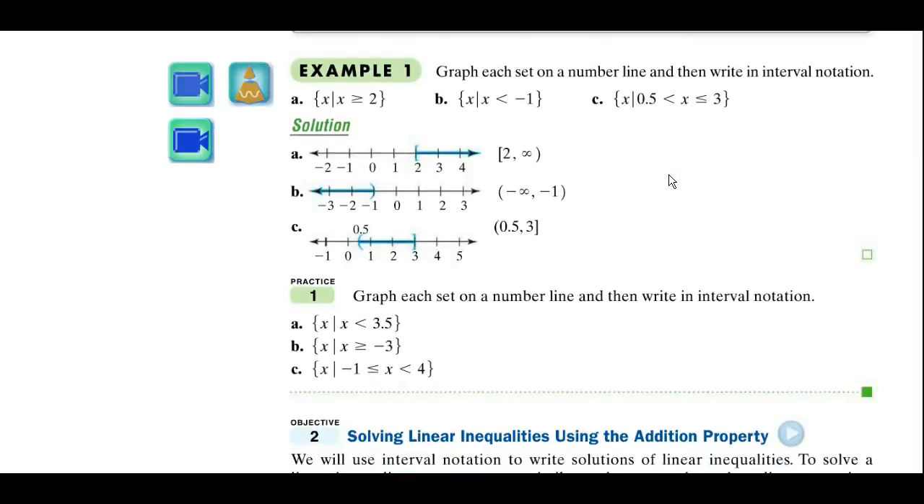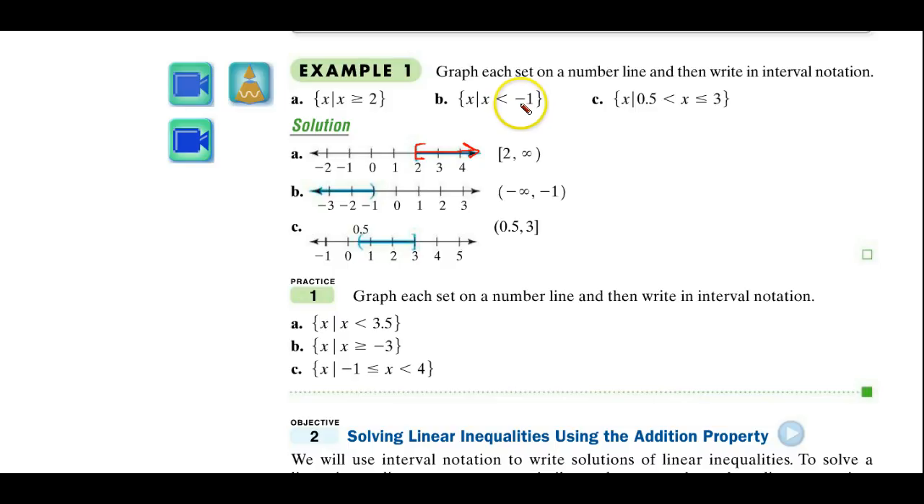Okay, in example 1 they want us, using set builder notation, to graph these on a number line. So the number we're interested in is 2 for letter A. It's greater than or equal to, so we're going to use a bracket. And the arrow points in this direction, and then putting it in interval notation.